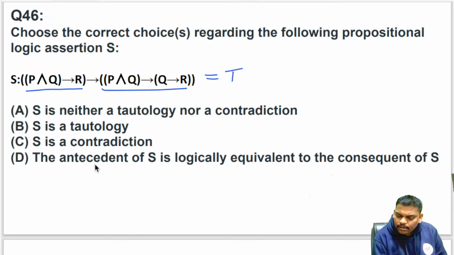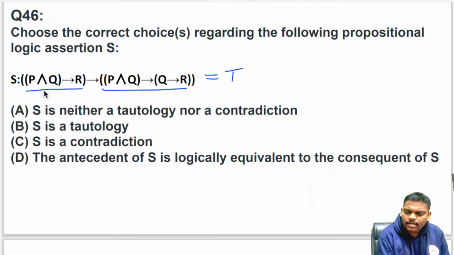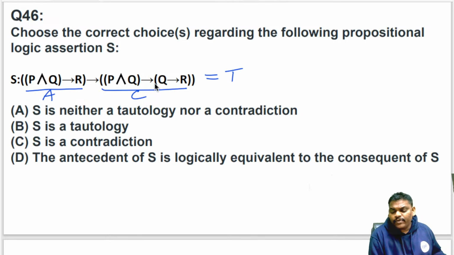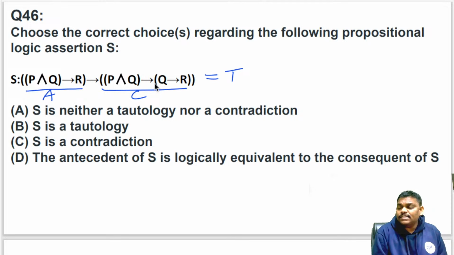Remember, the antecedent of S is logically equal to the consequent of S. This is called the antecedent, and this is called the consequent. Consequent means conclusion. The antecedent of S is logically equal to the consequent of S.